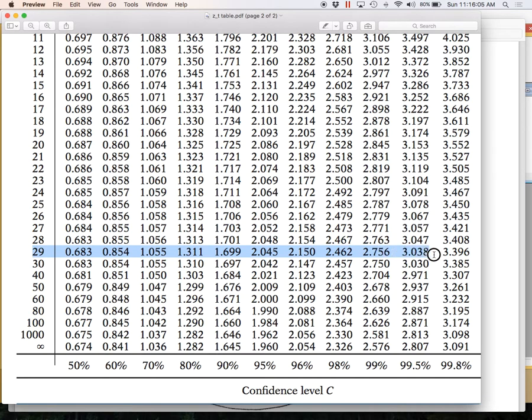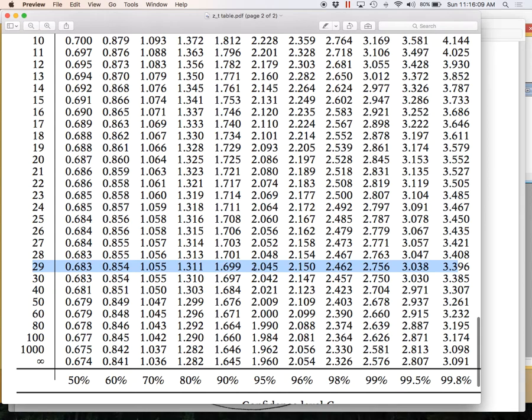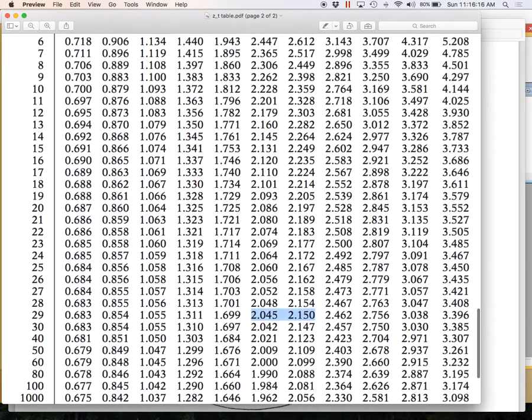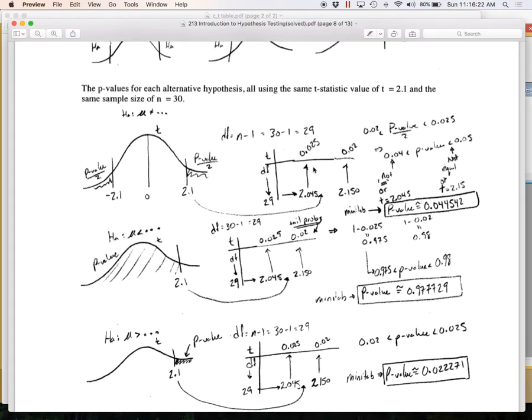What you're looking for in that row is your test statistic. It was 2.1. I don't find it exactly, but in between here and here, I find 2.1. So I know that half of the p-value is in between 0.025 and 0.02. Half of the p-value is this area, in between these two points. I can't find it exactly, but I know what it's in between.